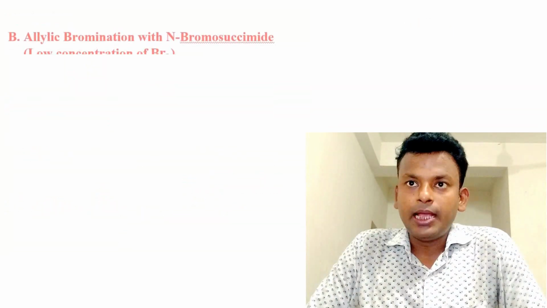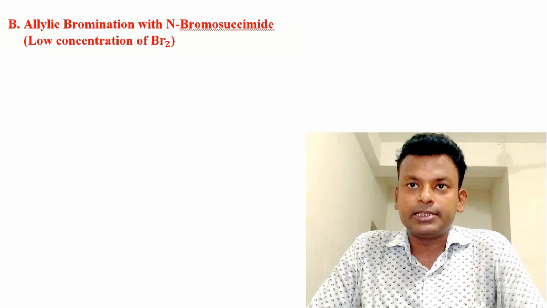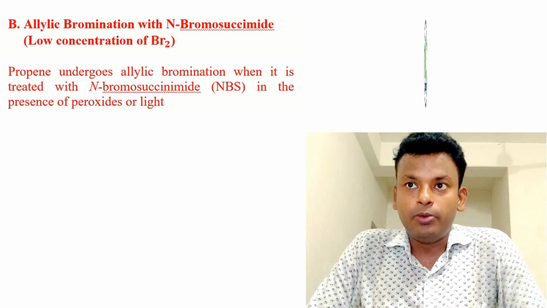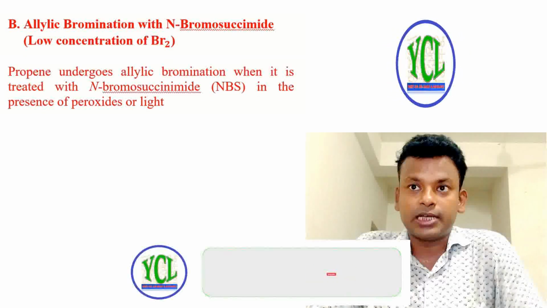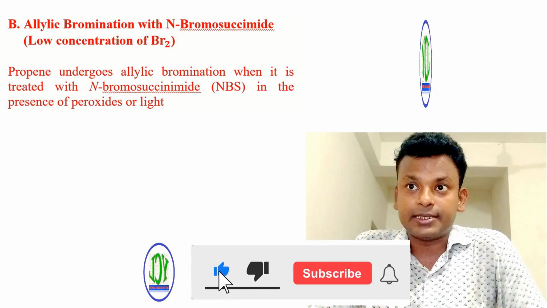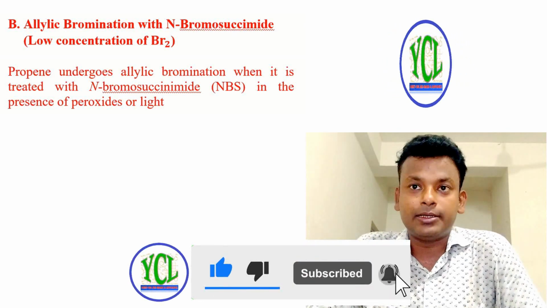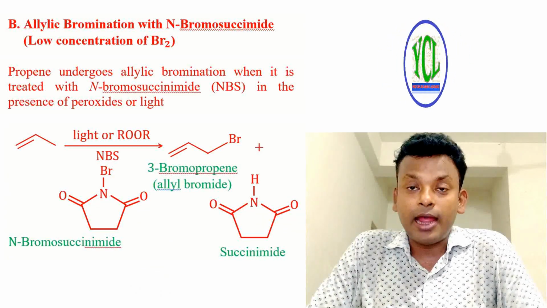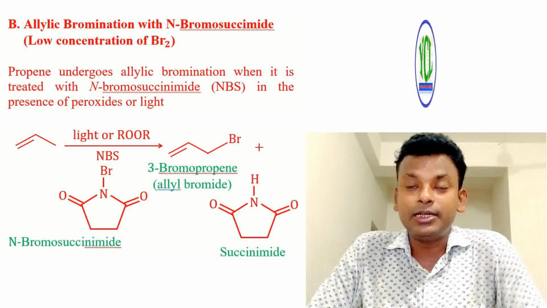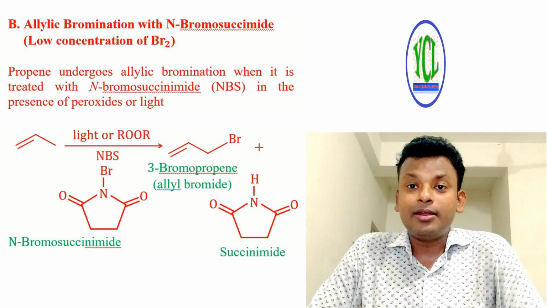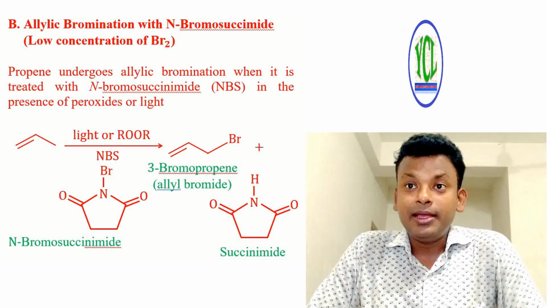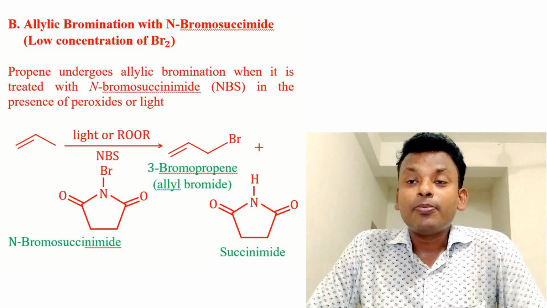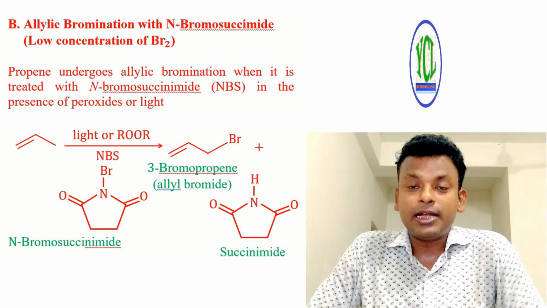And next, allylic bromination with N-bromosuccinimide, low concentration of Br2. Propene undergoes allylic bromination when it is treated with N-bromosuccinimide, that is NBS, in the presence of peroxide or light. And the reaction is given here. In the N-bromosuccinimide structure, nitrogen is attached to bromine, so its short form is NBS, and in an exam you give NBS, not the structure form. So here it forms 3-bromopropene, that is allyl bromide.